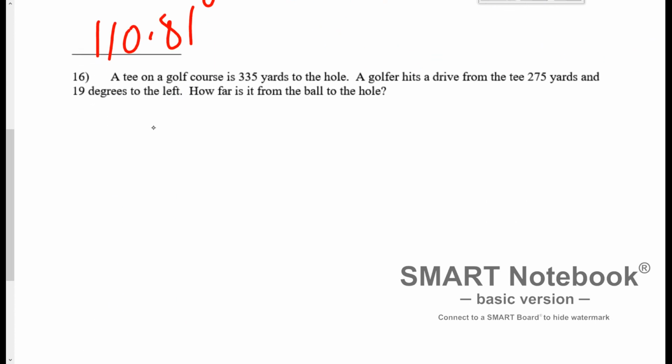Okay, a tee on a golf course. And the course is 335 yards to the hole. So here's the hole. Here's the golf ball, trying to get in the hole. The guy hits that drive from the tee at 275 yards. So he hits it somewhere. It goes 275 yards at an angle of 19 degrees.